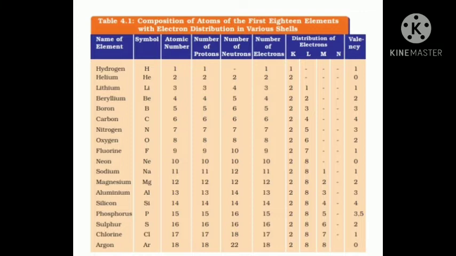I think you might have understood how to write the electronic configuration, that is the distribution of electrons, and how to find out the number of electrons, protons and neutrons. If you know the mass number and atomic number, you are able to find out the neutrons. Atomic number is equal to the number of protons, which is equal to the number of electrons.